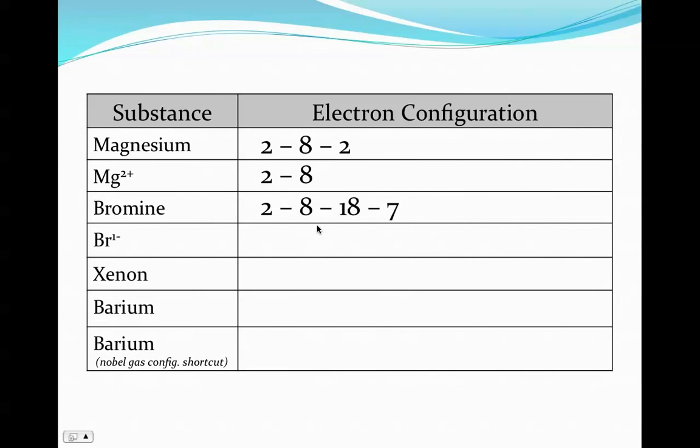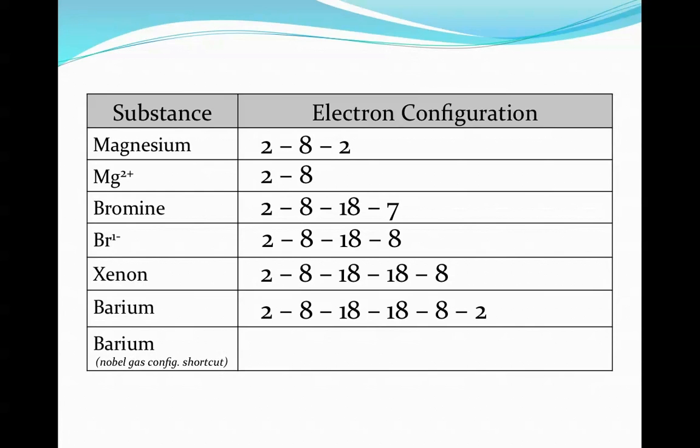Bromine on the periodic table has the configuration 2,8,18,7. The -1 charge on its ion means that it's gained an electron, so it's going to gain it in the outermost energy level. So 2, 8, 18, and 8. Xenon, if you look it up on the periodic table, is considered a noble gas in group 18, and it has the configuration 2, 8, 18, 18, 8. Now, barium is fairly similar. It's just 2 atomic numbers higher, so you can see the addition of the 2 electrons in the outermost shell.